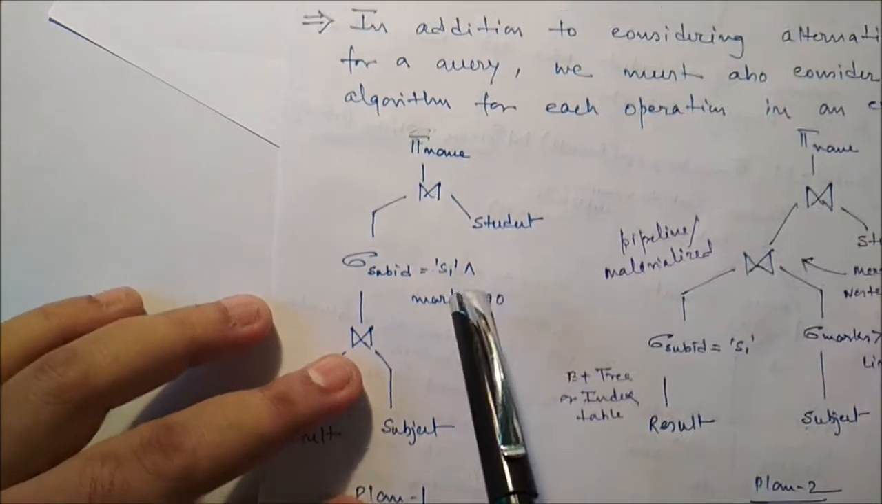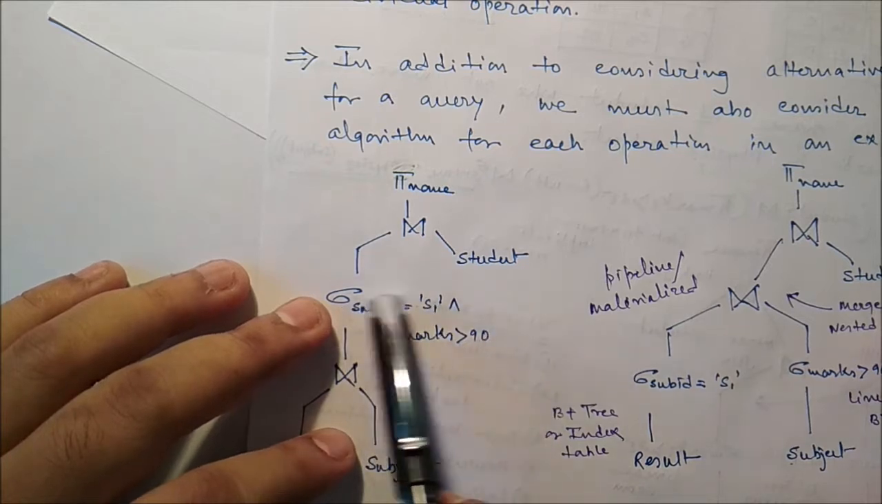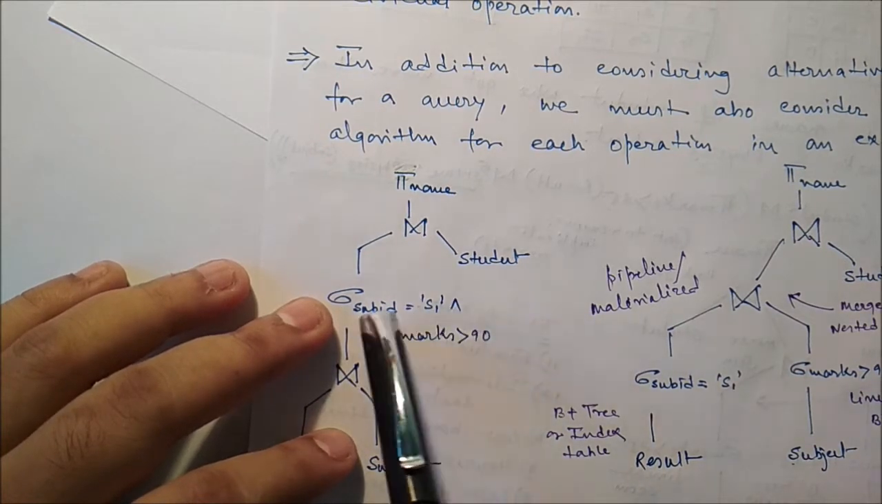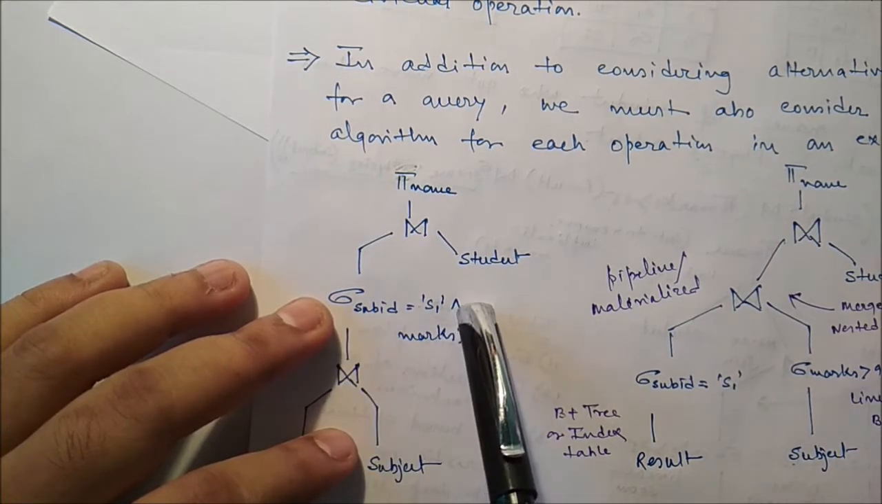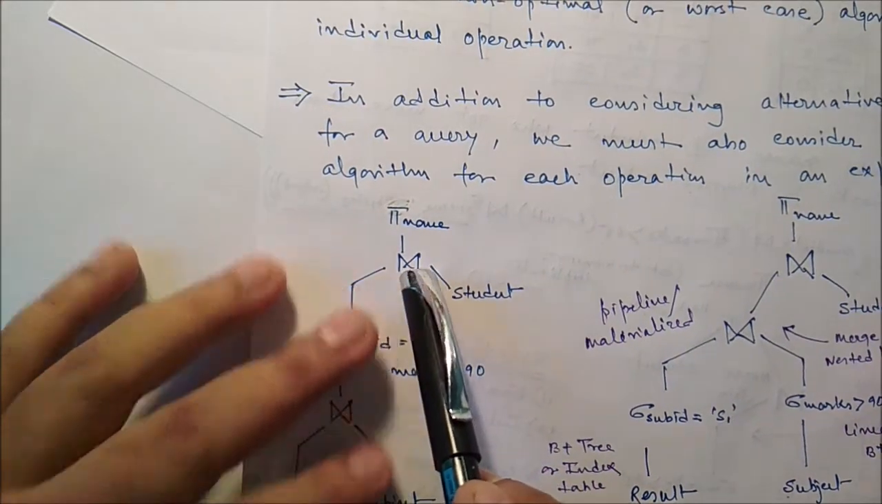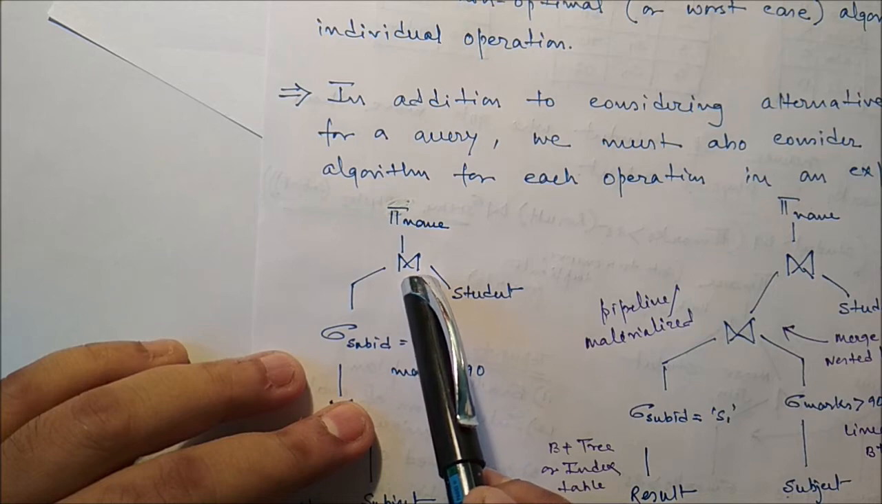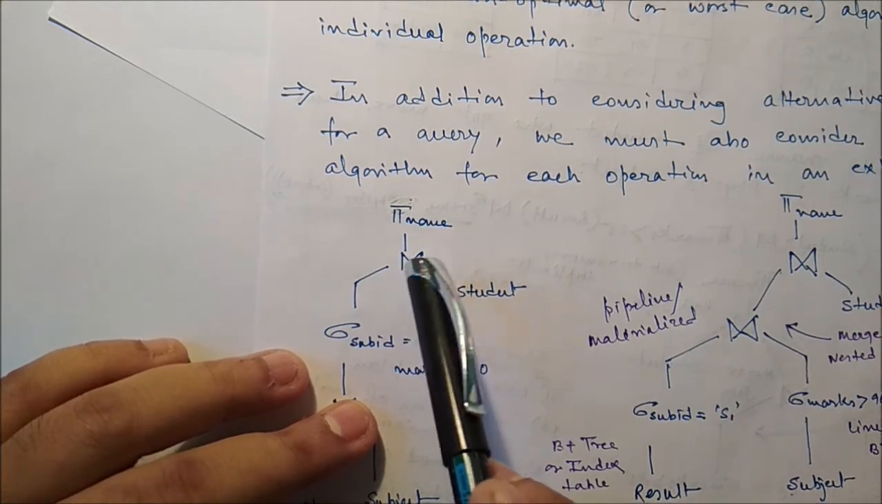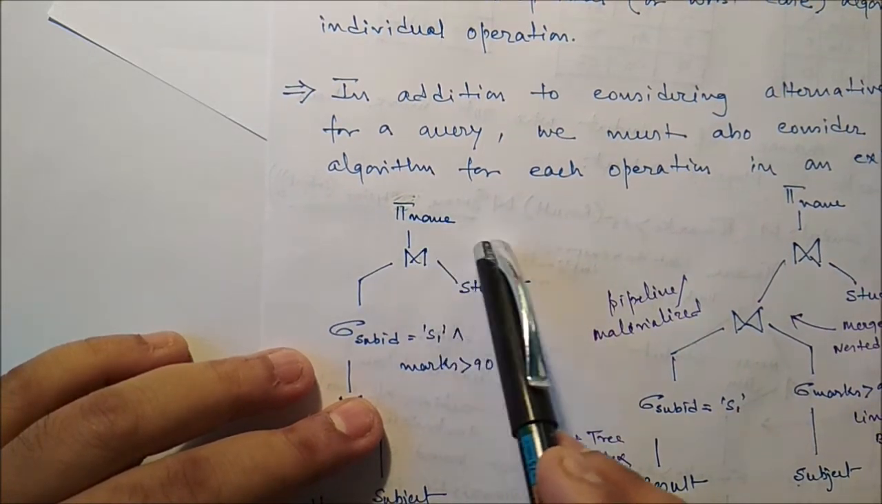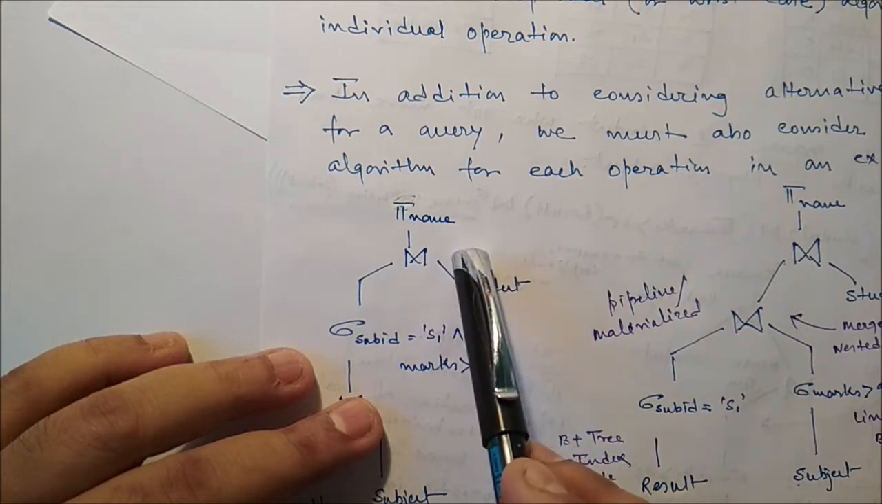Now to implement a selection condition, there may be different choices, so we have to select the cheapest one. Similarly, here another join is there. We may use the hash join, we may use the merge join, we may use sort join. So we can select the best one.